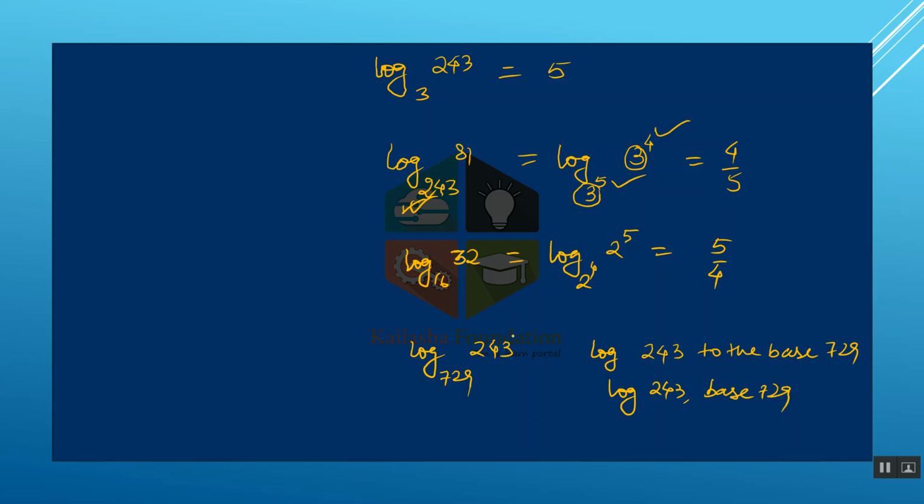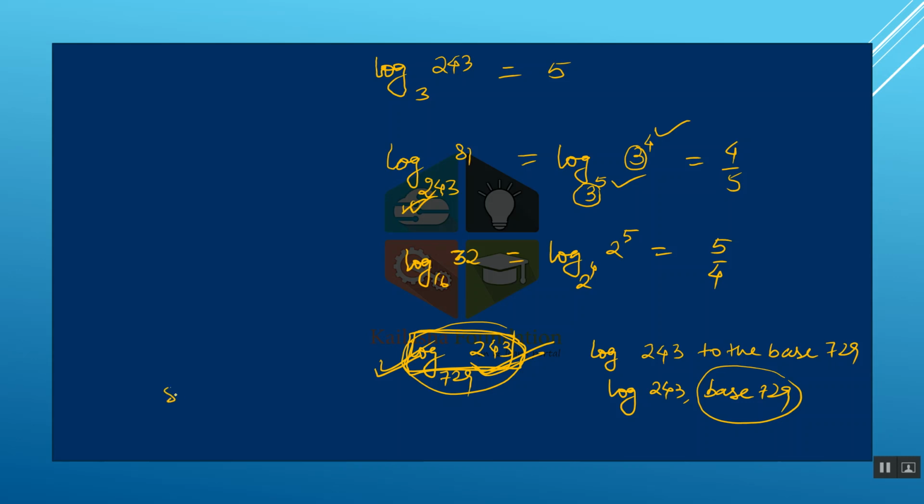Okay, log 243. Log is the function, this is the input. So these two will go hand in hand. And the additional information which is required is the base. You have to tell the base in the end.